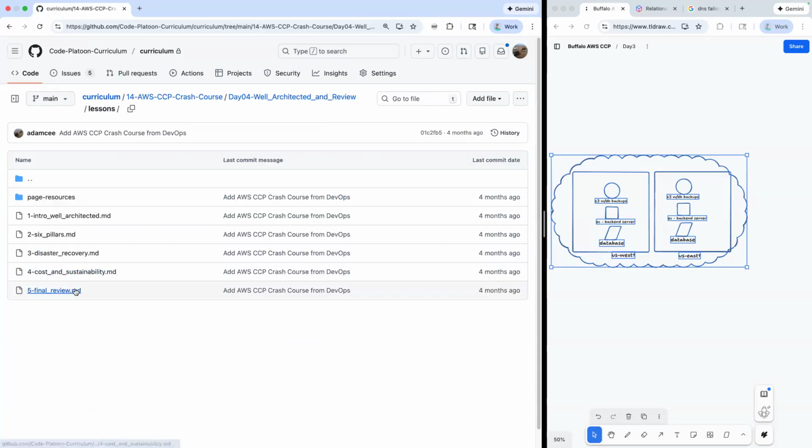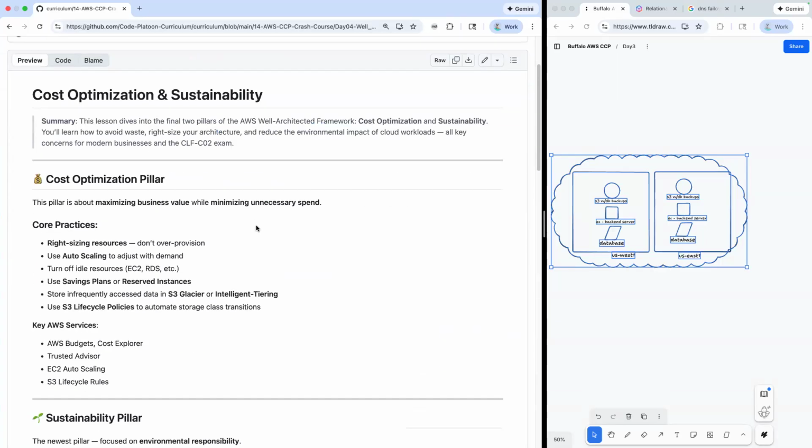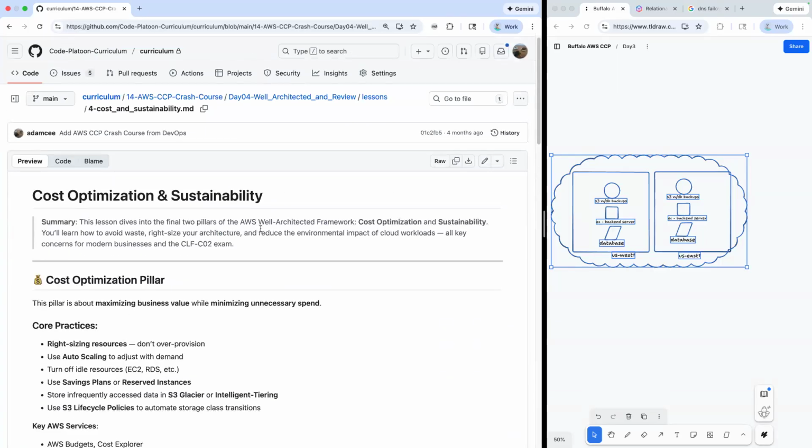Our last one, and I think we'll kind of cover the final review in brief, is cost and sustainability. Why don't we take 5 and then we'll hit cost and sustainability. Thank you guys very much, and I'll see you all in 5 minutes.